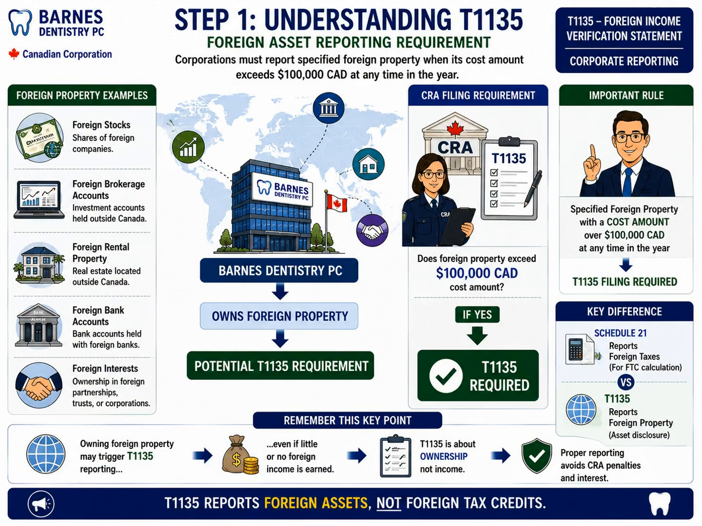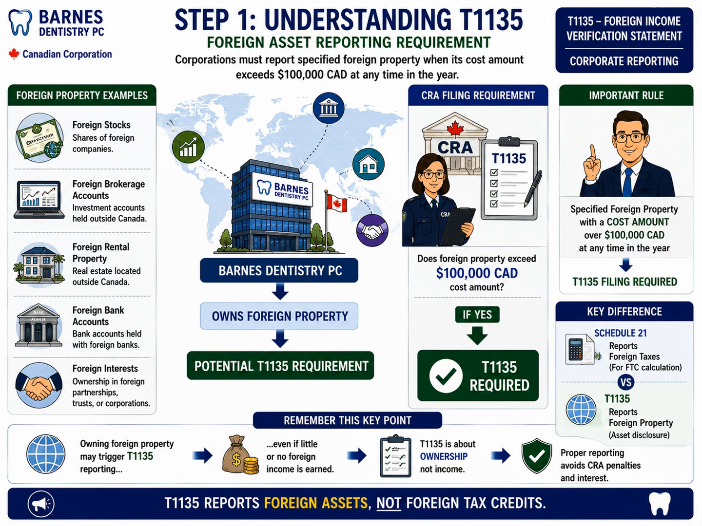We've spent the last several sections discussing foreign income, foreign taxes, and foreign tax credits. Now we're introducing another important international reporting requirement, Form T1135, also known as the Foreign Income Verification Statement. Although T1135 is often discussed alongside foreign tax reporting, its purpose is very different. T1135 is not primarily about calculating tax. Instead, it is about reporting foreign property to the Canada Revenue Agency.